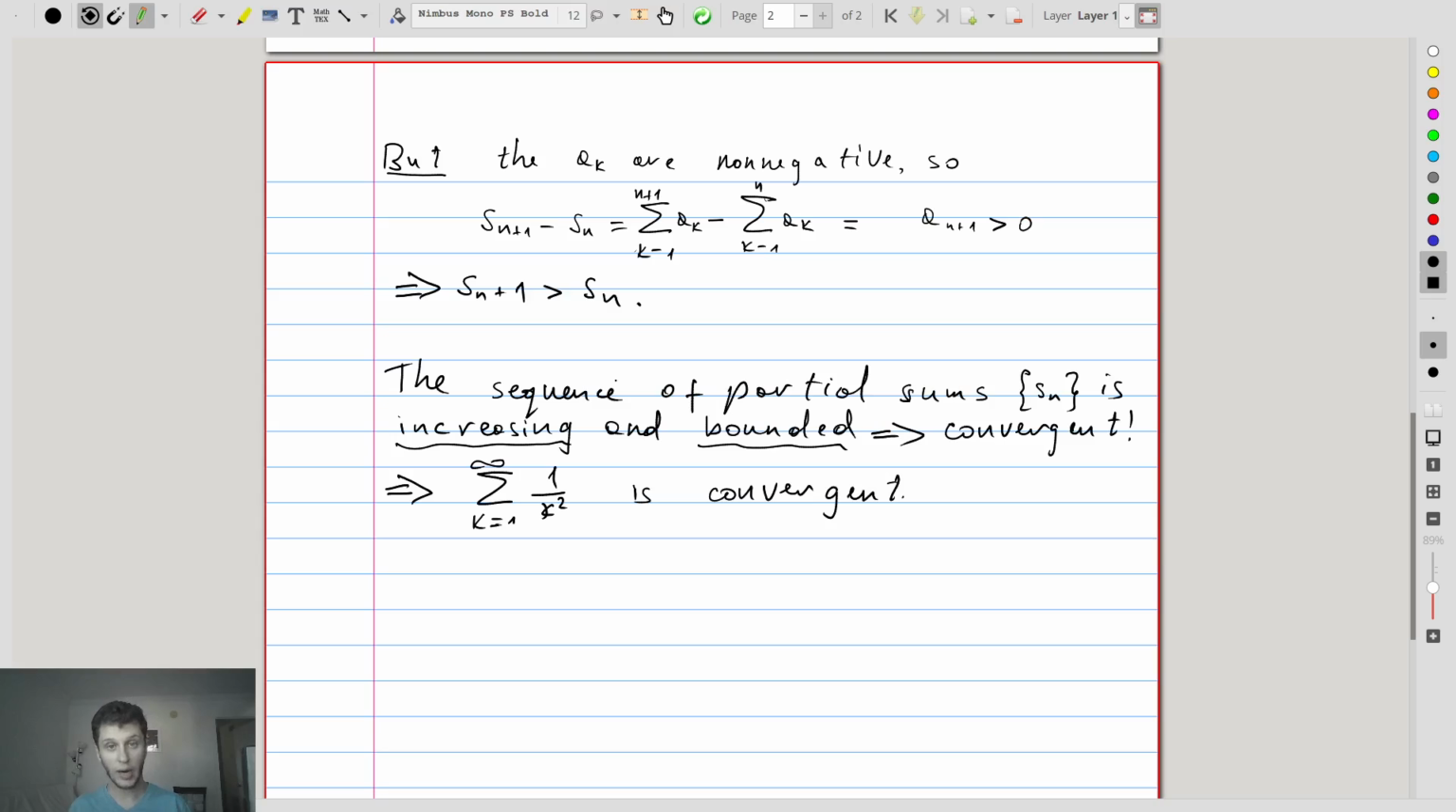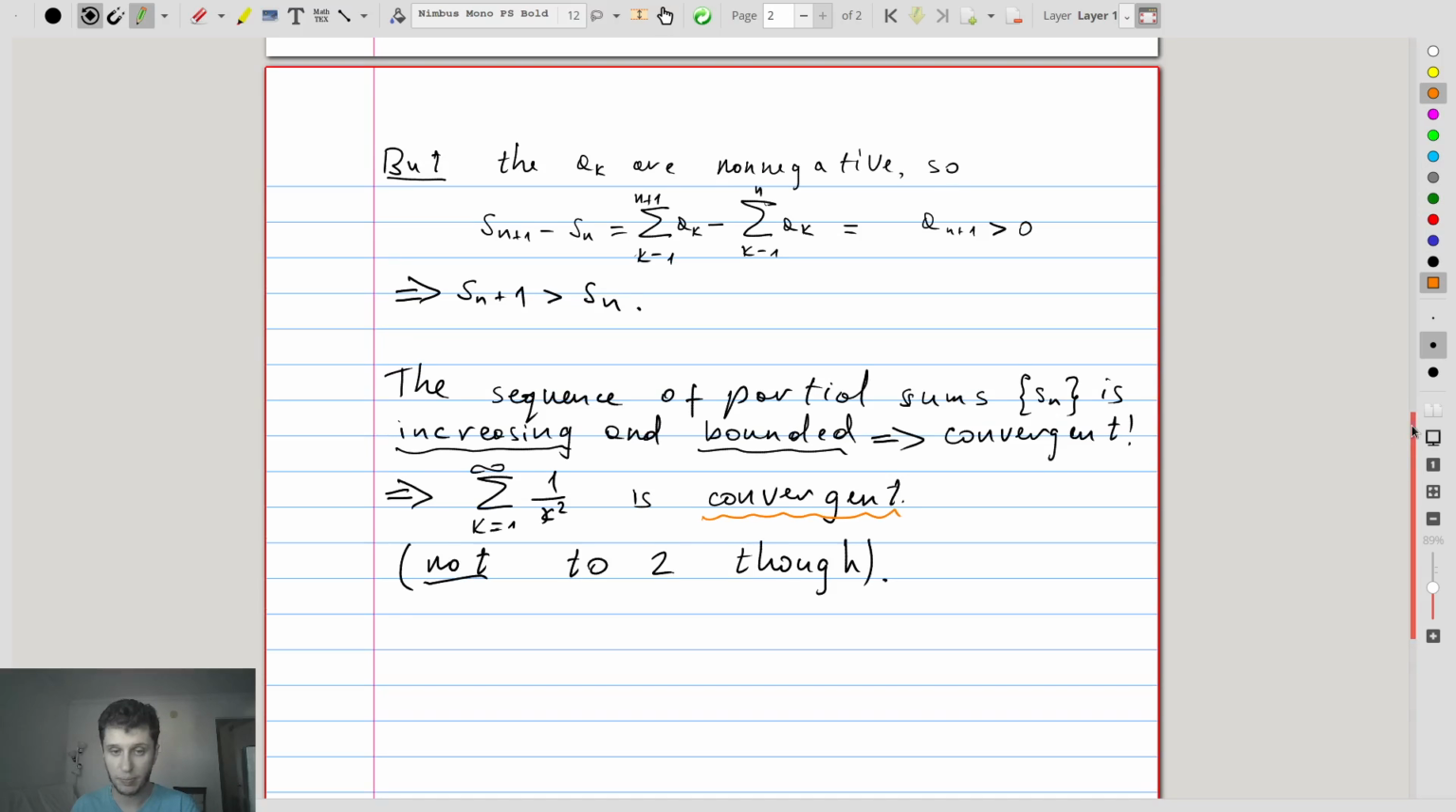We don't know what it converges to. Not to 2, though. It will be important that the integral test, just like all the other convergence tests, does not tell you the sum of a series. It just tells you if a series is convergent or not. And in this case, that's exactly what happens. We only know that this series is convergent. We don't know what its sum is.